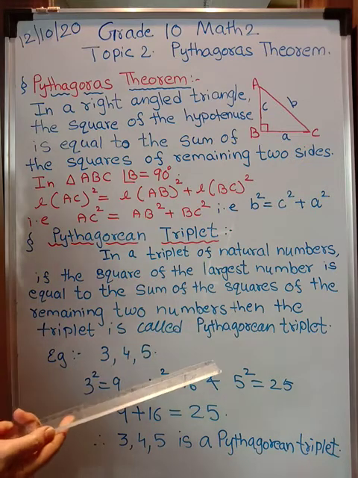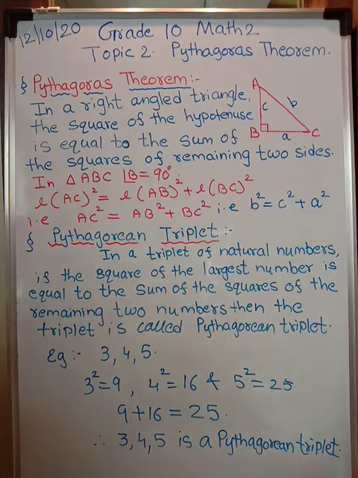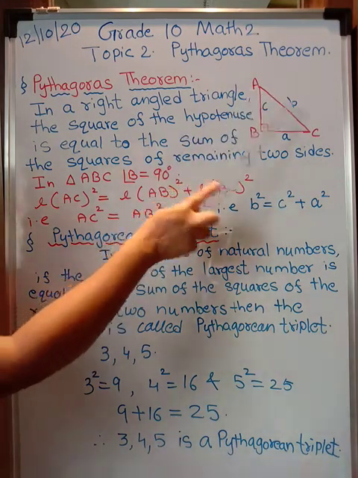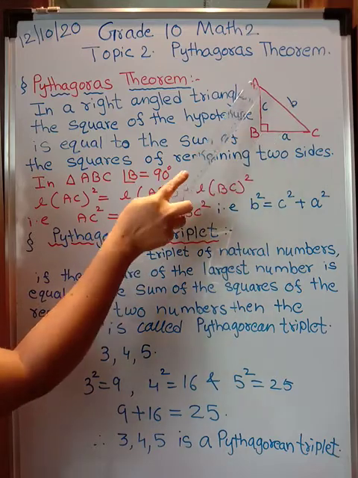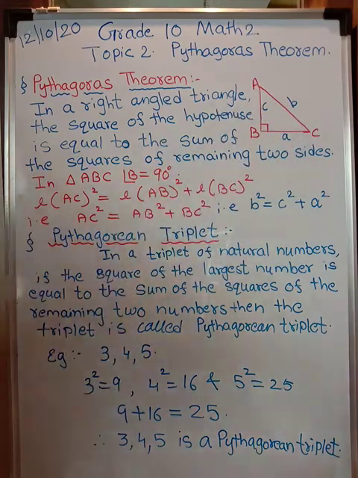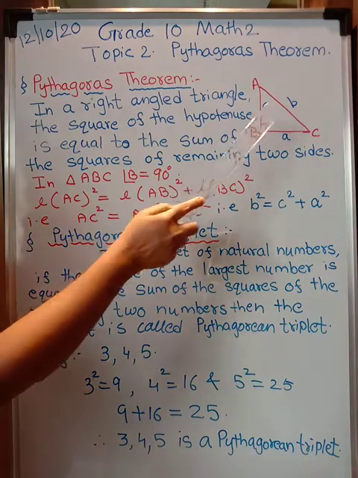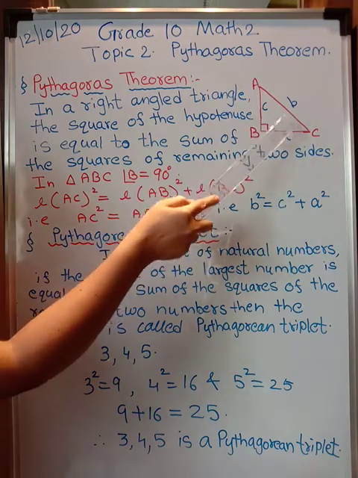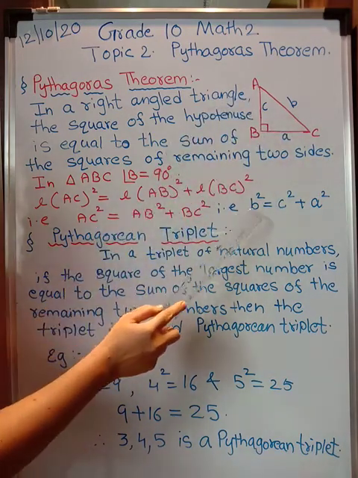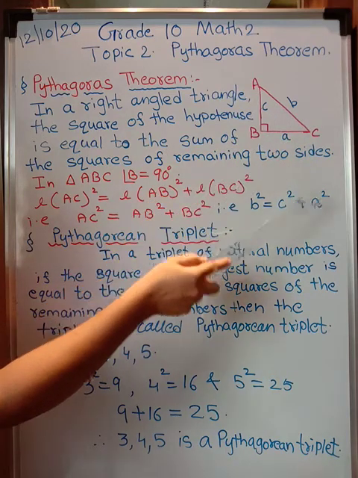Now if you use another convention, for example, we can represent side AC as small b, opposite to this, AB as small c, and BC can be written as small a. Now with this convention, using these small letters, we can also write that b square is equal to c square plus a square.